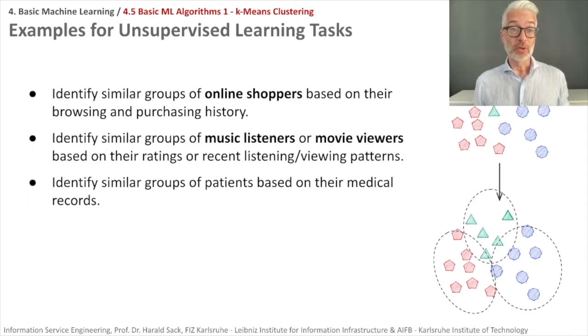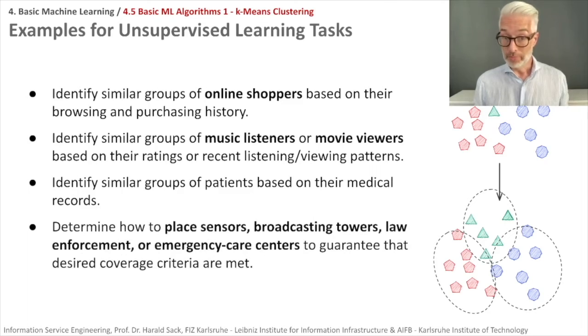Of course, this also holds for more serious tasks. For example, we could identify similar groups of patients based on their medical records. Or, a completely different example, we can determine how to place sensors wherever we want to detect and measure something, how to place broadcasting towers to get a good coverage of our network, or law enforcement or emergency care centers, simply all this to guarantee a desired coverage criterion is met. These are clearly unsupervised tasks, because for them nobody knows what the perfect solution would be, and we need something to approximate it.